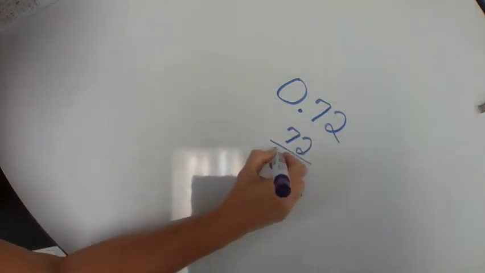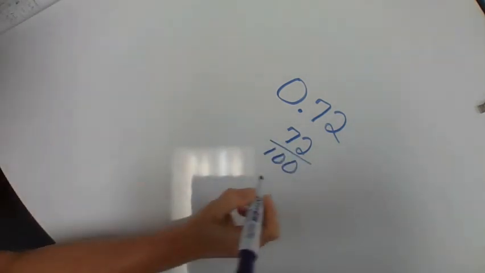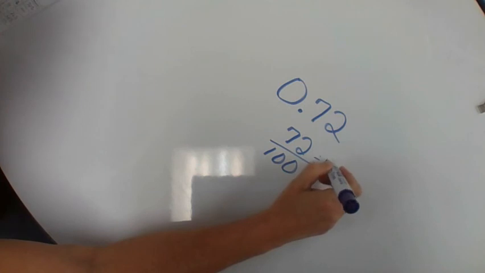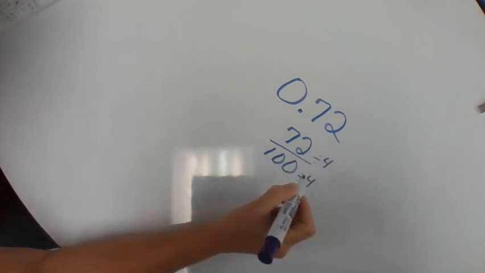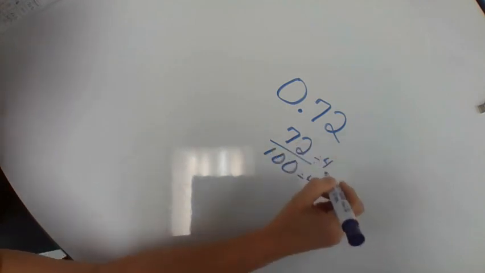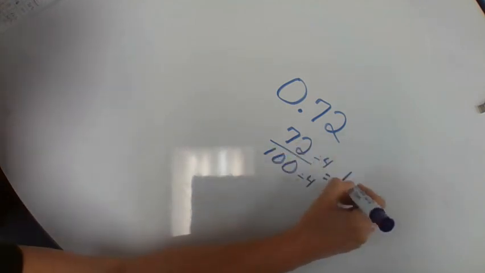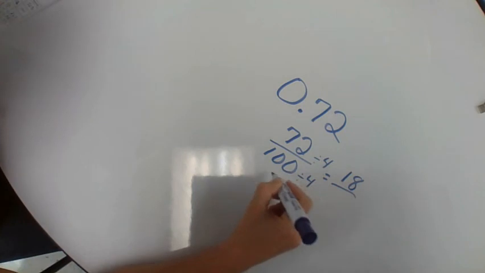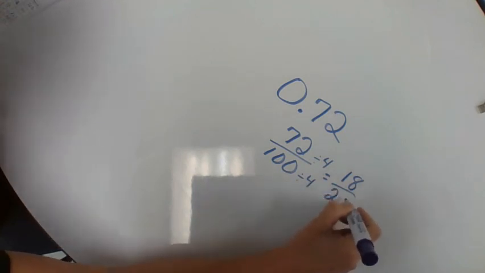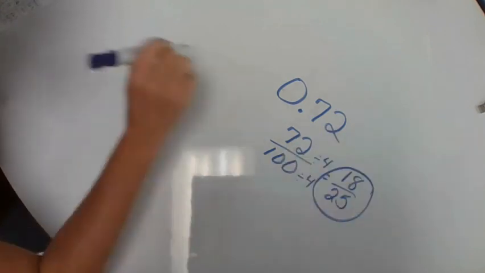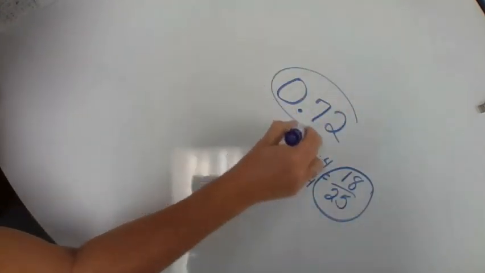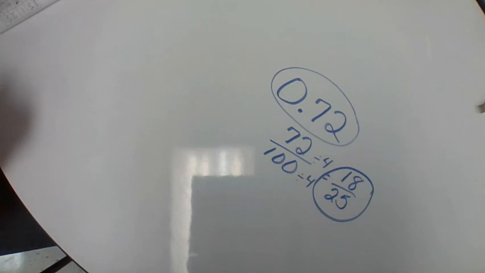72 hundredths. Super easy. And we can simplify this by dividing it by 4. 72 divided by 4 is 18. 100 divided by 4 is 25. So the fraction 18/25 is equivalent to the decimal 72 hundredths.